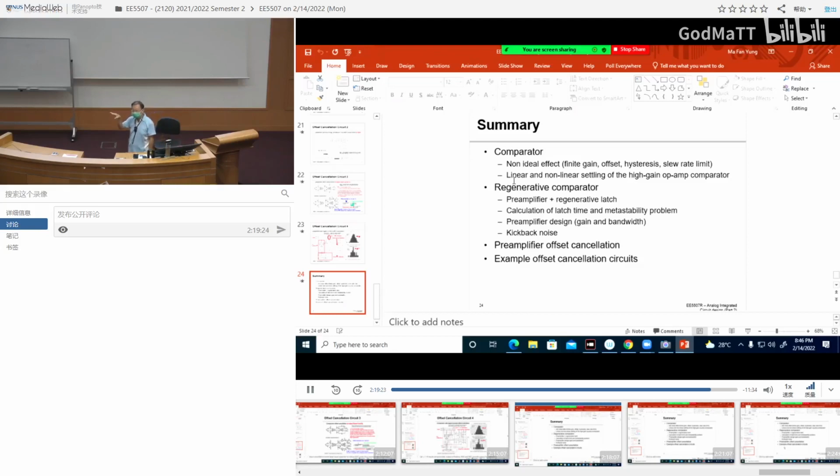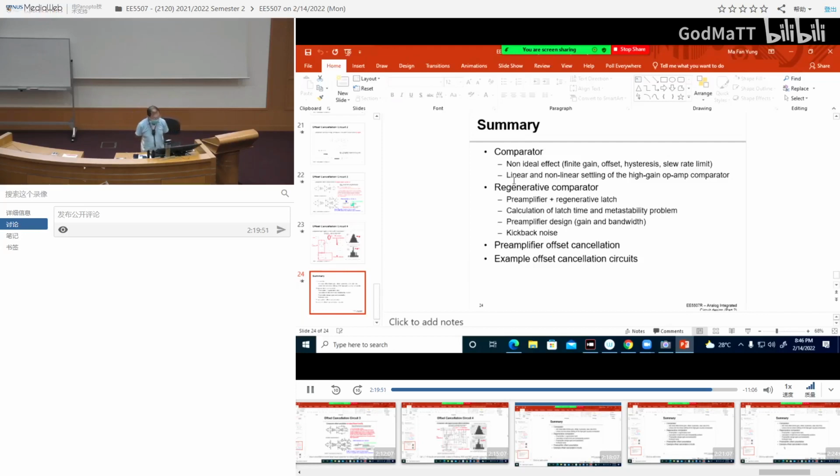Non-linear settling is due to what? Due to the slewing. So linear settling means a nice exponential settling. Non-linear settling means once you have a finite slew rate, it cannot be a nice exponential, because it's limited by this slope. This is what we call the non-linear settling.